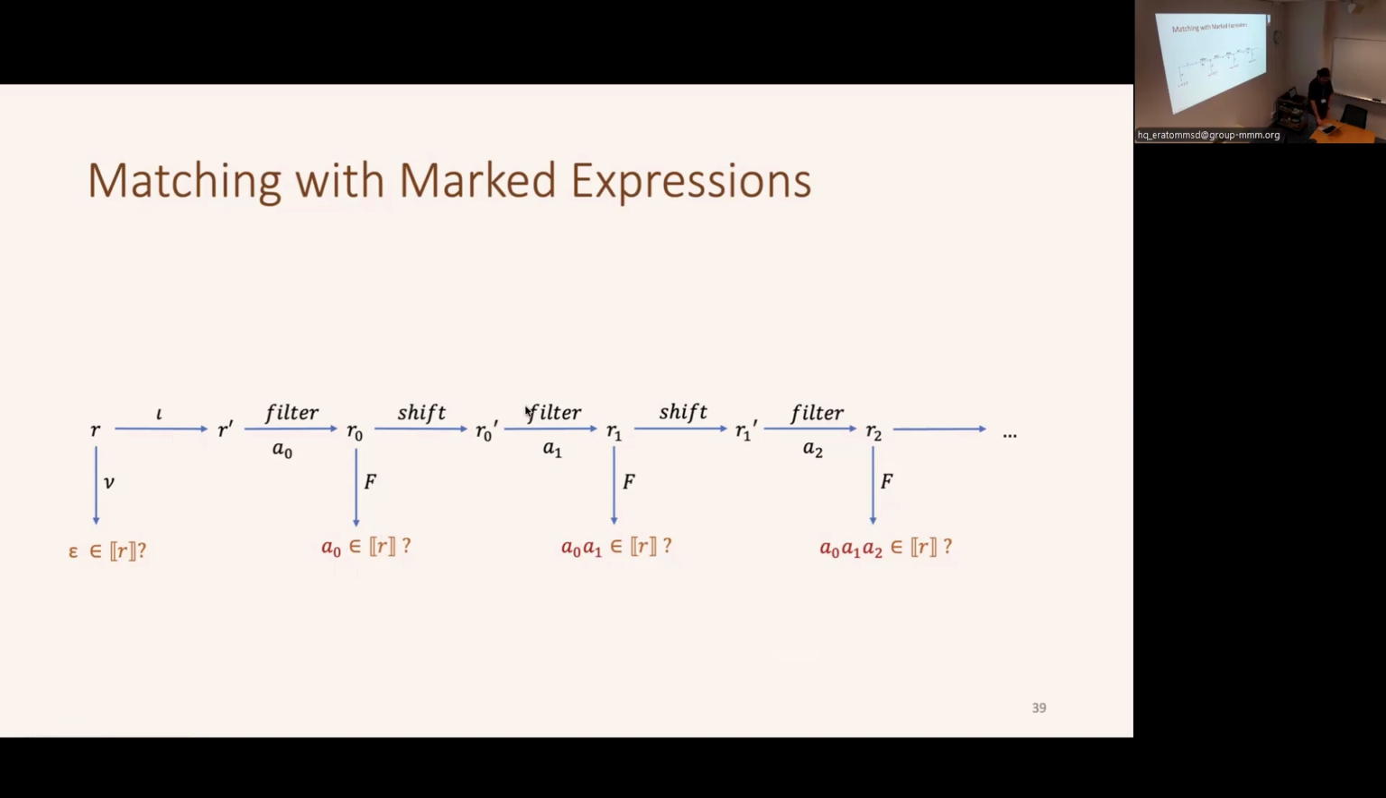And then for the next thing, we shift all the marks, and then we filter. We filter with respect to A1, getting rid of all the marks which do not fall on A1, and now if we see where the final marks are, we know whether A naught A1 is in the language. And similarly, we can keep shifting and then filtering to figure out if this current prefix is in the language.